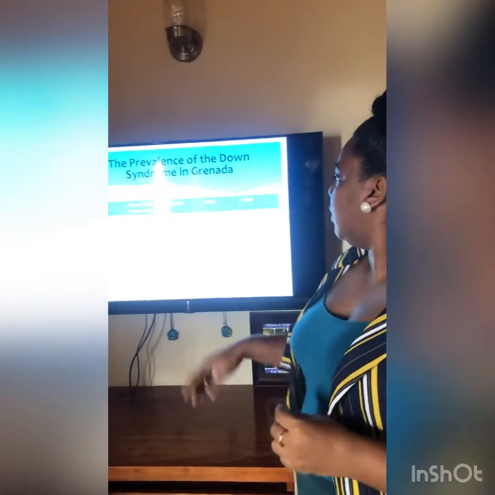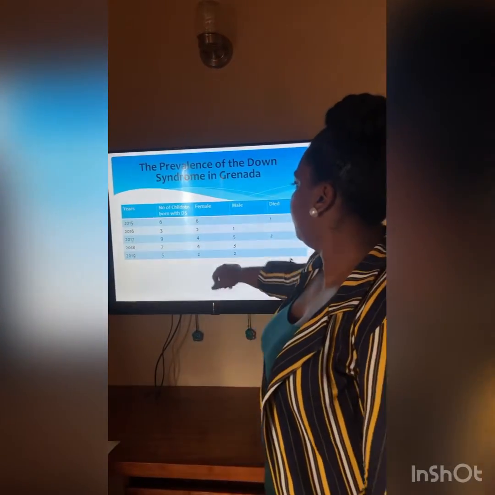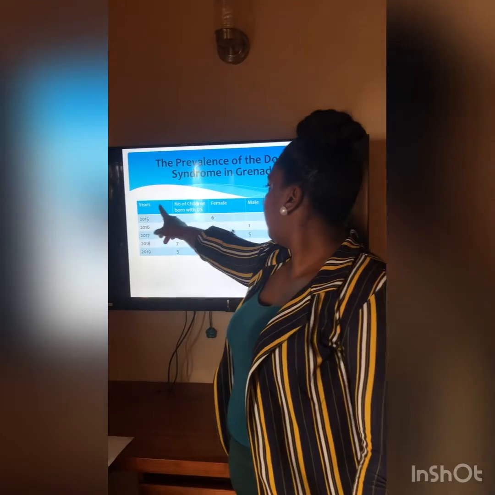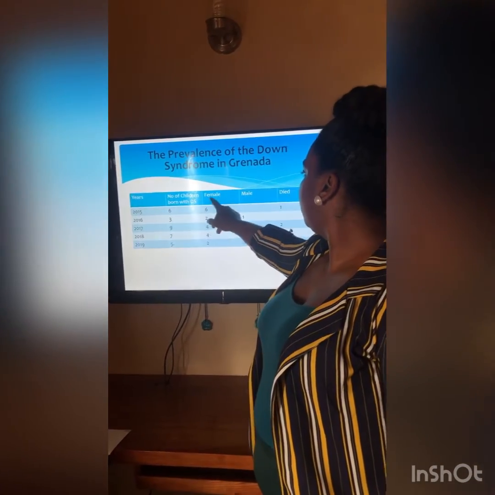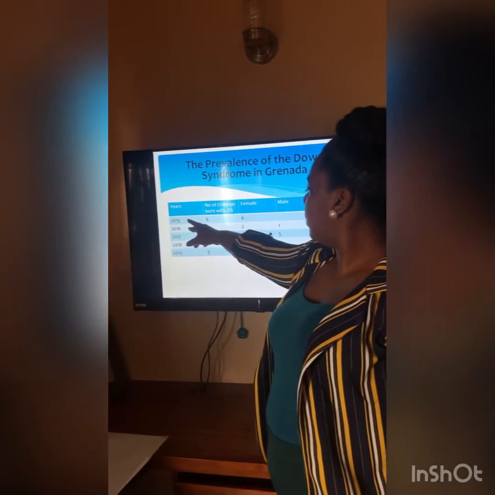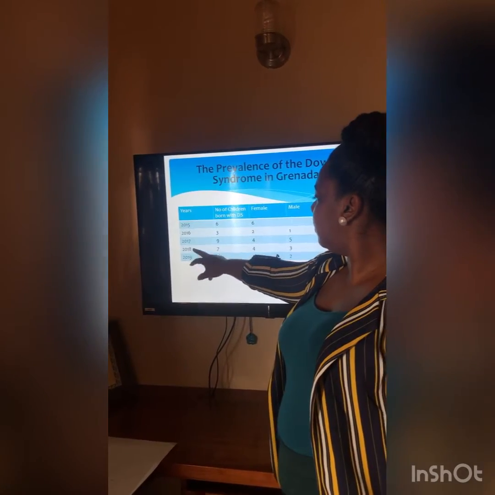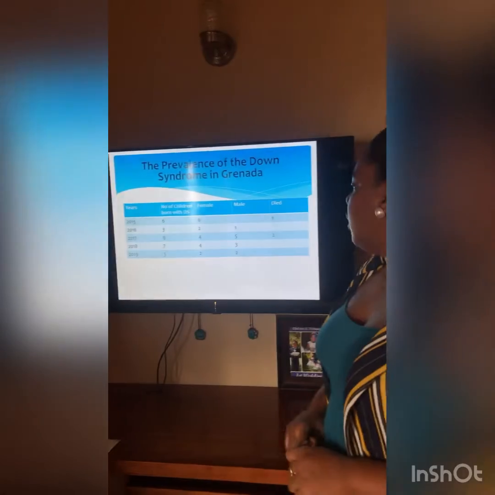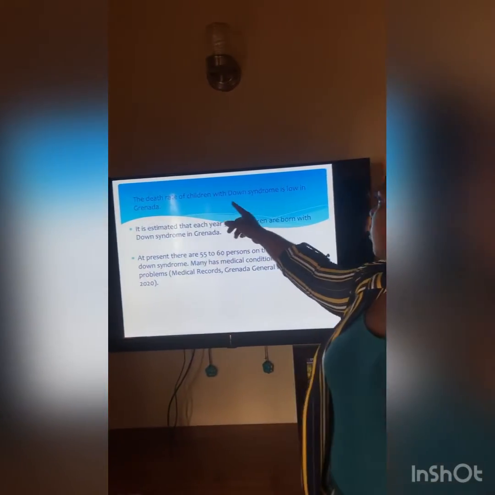So in Grenada, we have a table here. This shows the years, the number of children born with Down syndrome, female, male, and how many died. So this is 2015, 2016, 2017, 2018, 2019. So the death rate of children with Down syndrome is low in Grenada.